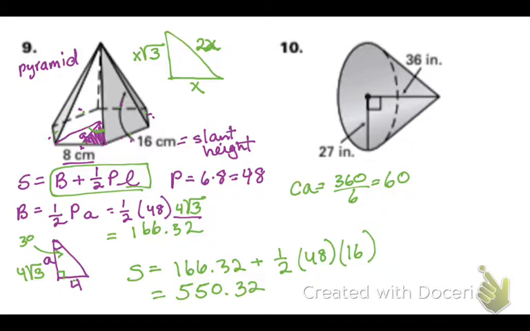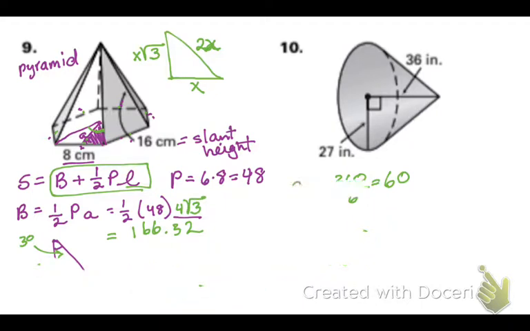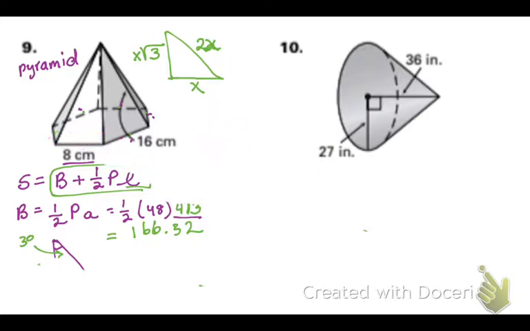Okay, so that was kind of tricky. You had to figure out this area of the base, which means you had to find out the apothem, okay? But then they gave you the slant height, so that helped. Okay, let's go on to the next one. House cleaning here.